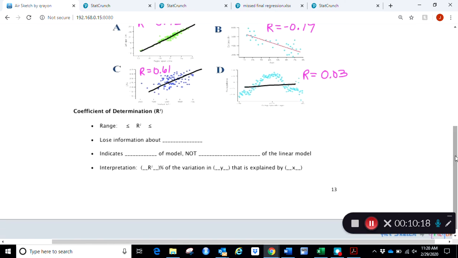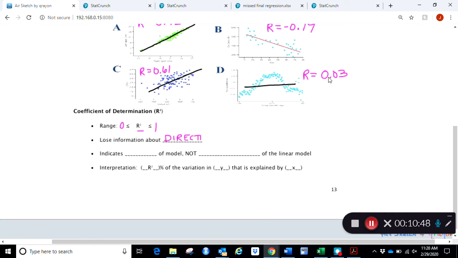Now let's talk about something related to correlation. It's called the coefficient of determination, or it's really just R squared. And it literally is our correlation that we have up here, and we square that value. So when we square any value, we can never get a negative value. So all of our values here are going to be between 0 and 1. Because of that, you're going to lose that information about the direction.